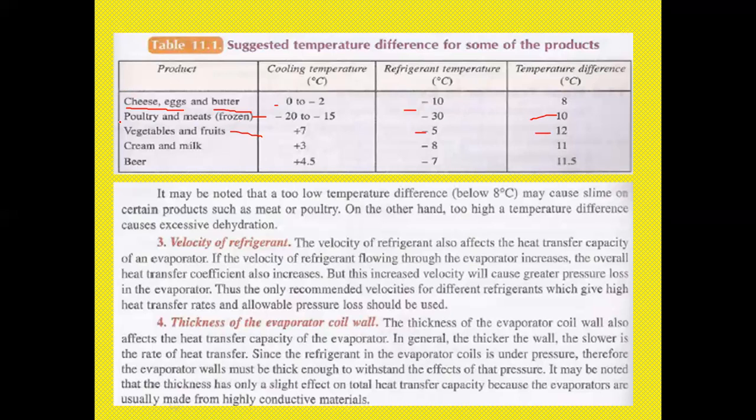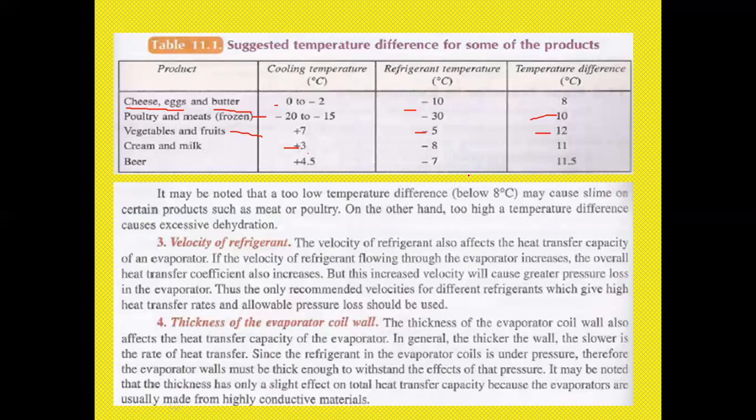Coming to the next and last one, cream, butter and milk. The cream is at +3 degrees centigrade, and the refrigerant at -18 degrees centigrade. You have 4.5 degrees centigrade, and this is -7 degrees centigrade. Therefore, -7 minus -4.5, that is 11.5. So these are the details regarding the temperature differences.